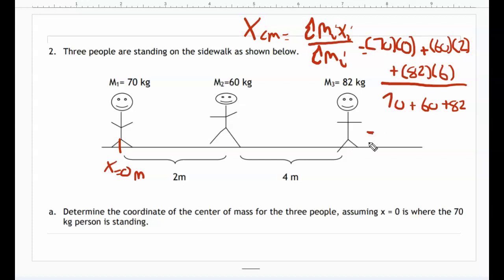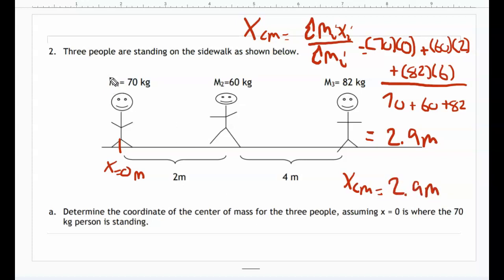In my calculator, I'm going to do the top number first, and then I'm going to divide by the bottom number. So 70 times 0 is 0. I have 60 times 2 plus 82 times 6, and then I'm going to divide that by 70 plus 60 plus 82, and that gives me xcm is 2.9 meters. So the answer to the question, xcm, would be equal to 2.9 meters.